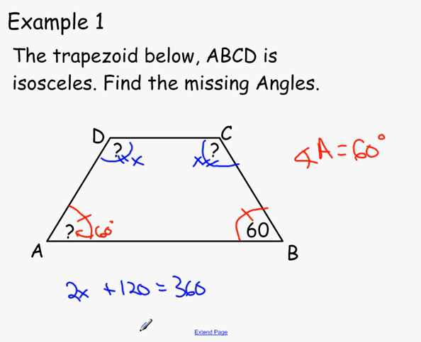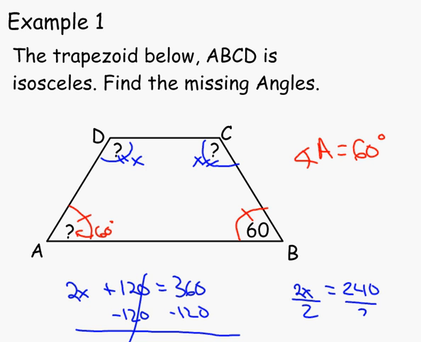So what you're going to do now is solve for x: minus 120, minus 120. 360 take away 120 is equal to 240. Bring down the 2x, so you get 2x equals 240. Divide both sides by 2. X is equal to 120. So that means that this angle here is 120 and this angle here is 120.